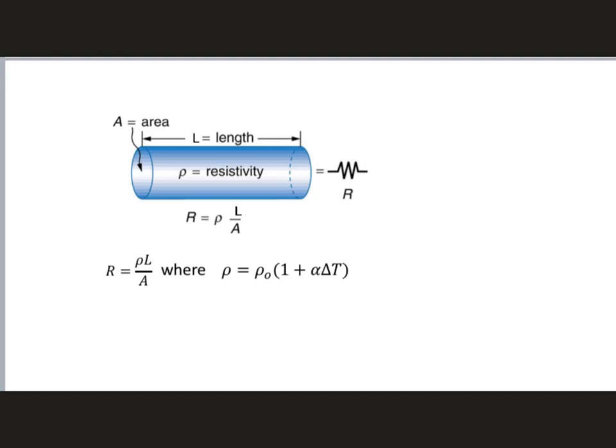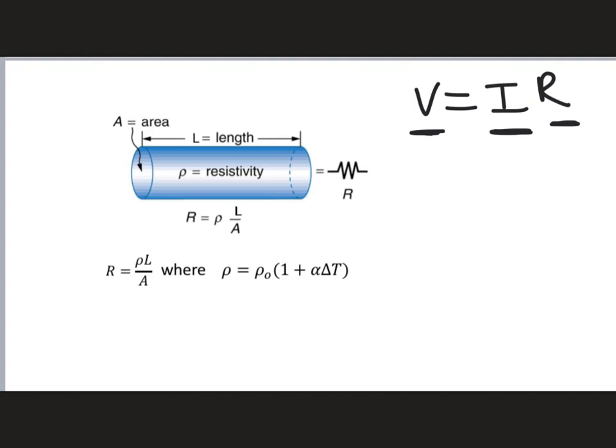Okay, so we know that when we're dealing with resistors, the fundamental equation is Ohm's law. V is equal to IR, where V is the voltage drop across the resistor, I is the current going through the resistor, and R is the resistance of the resistor.